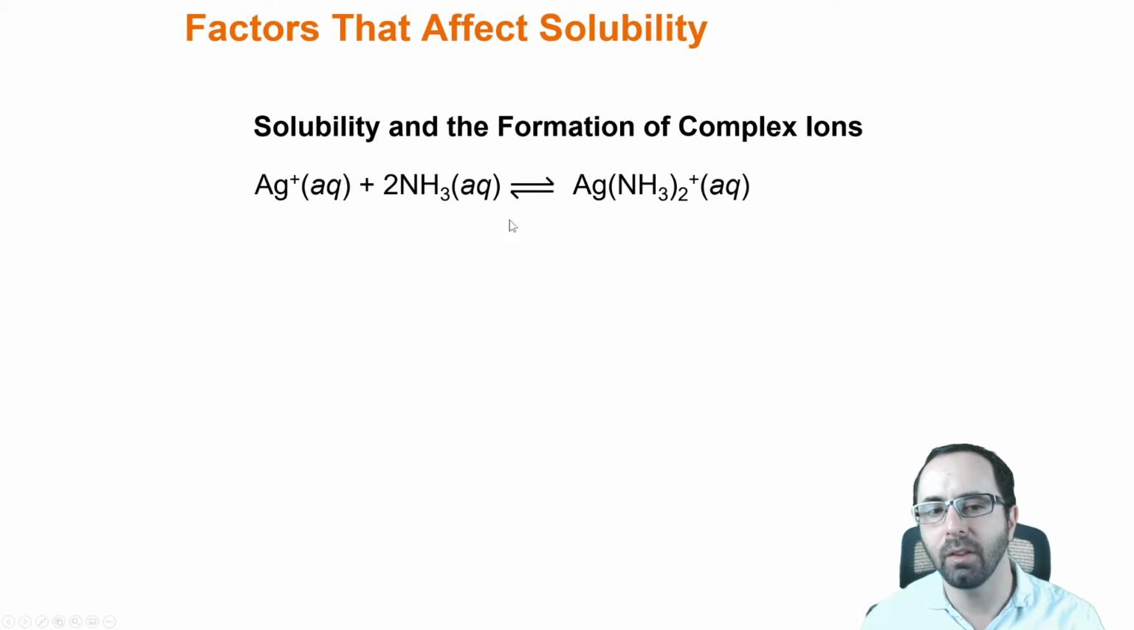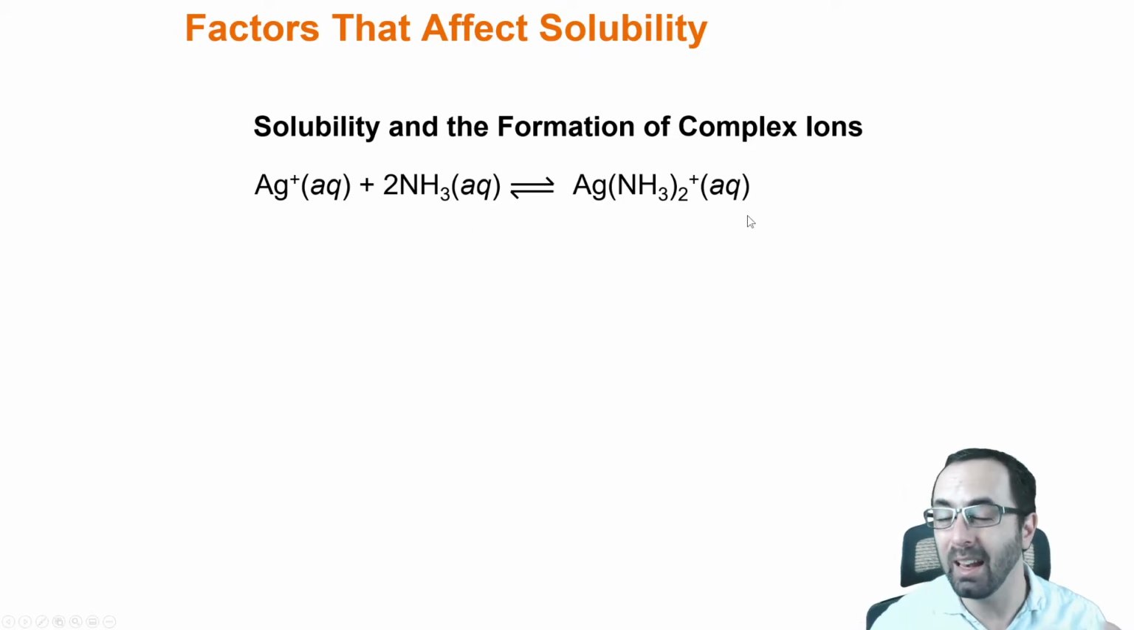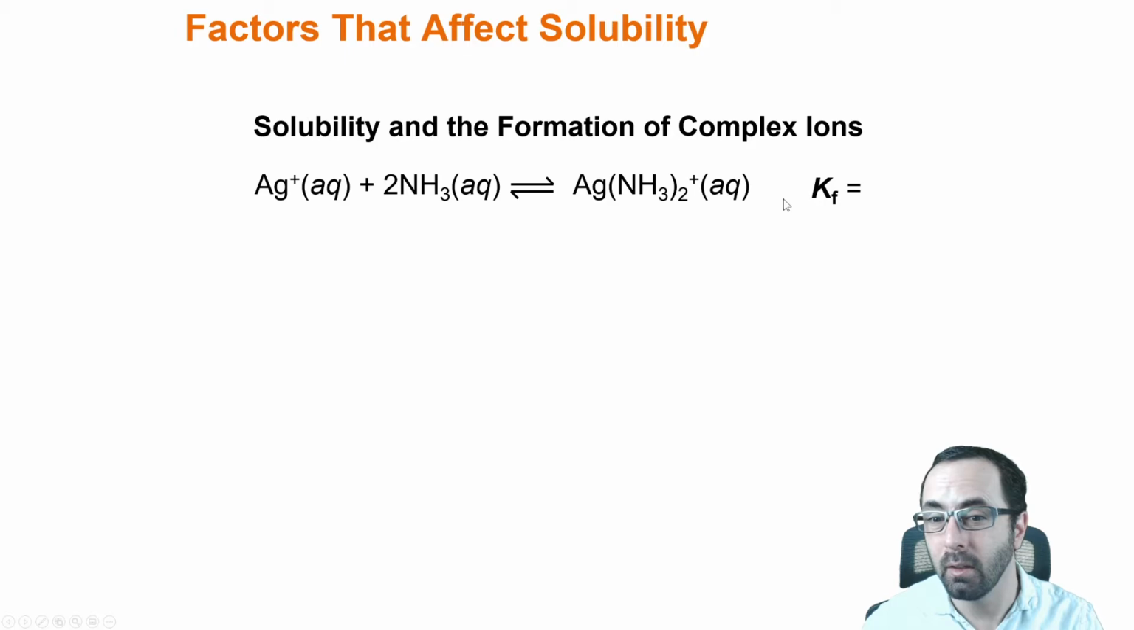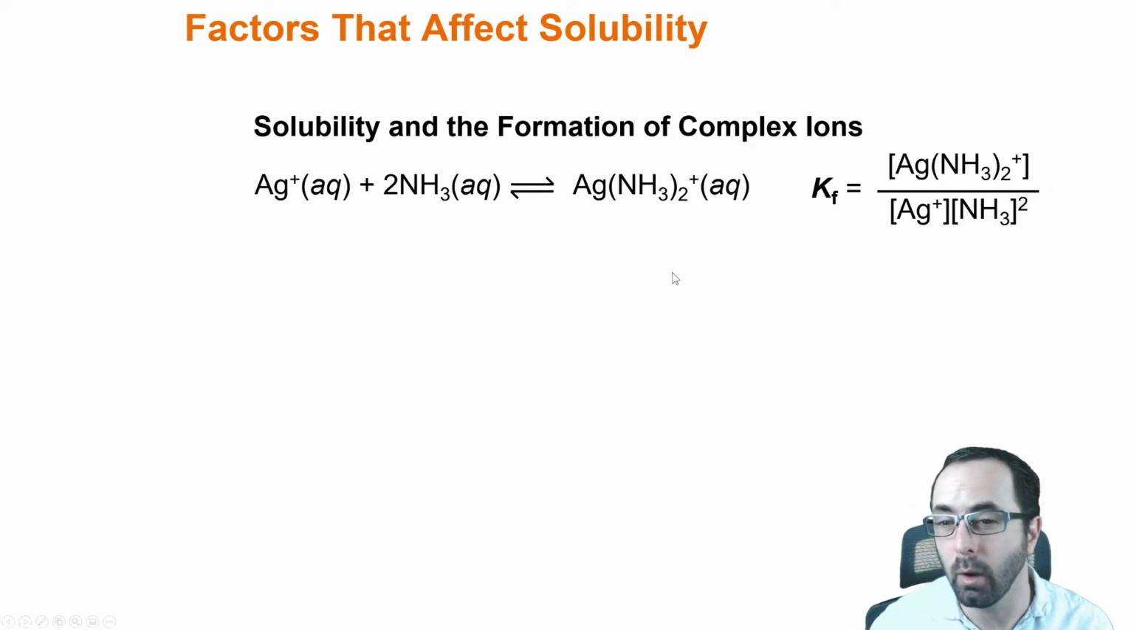So the K for this reaction, if we're writing the K, we write it just like any other K, okay? It's products over reactants here. So the product here, the Kf, its expression is the diamine silver complex over the silver ion concentration times the amine ligand concentration squared, amine molecule concentration squared.